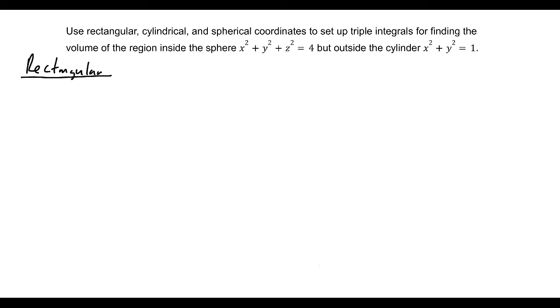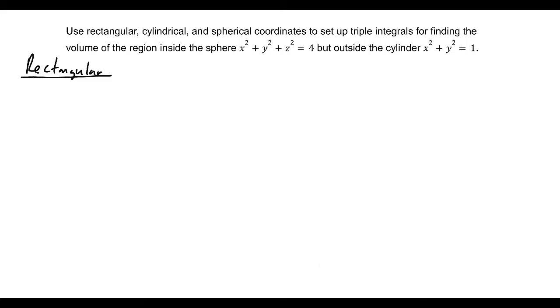So in rectangular coordinates, we can fairly easily see the bounds on x, thinking of x squared plus y squared plus z squared. The boundaries on x will be -2 to 2, because it's a sphere with a radius of 2. We can also see that the boundaries on z are going to be from negative square root of 4 minus x squared minus y squared, all the way up to square root of 4 minus x squared minus y squared.